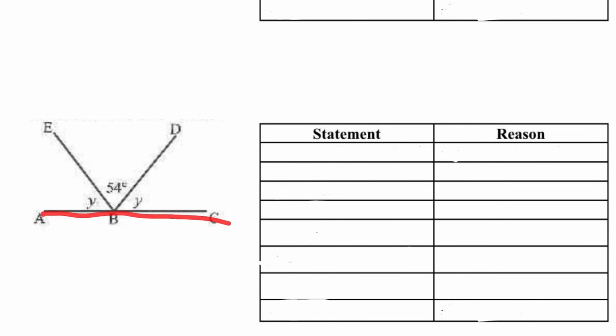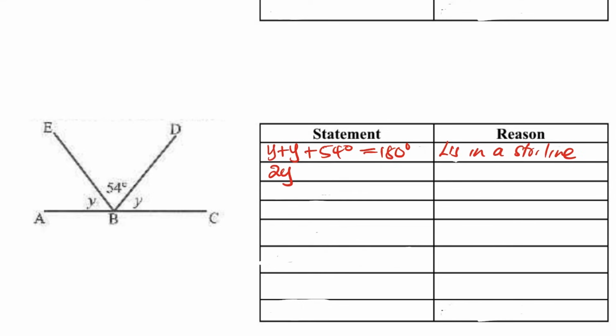They are angles in a straight line. So this is how we're going to do it. We'll say y plus 54 degrees, they equal to 180. We'll say angles in a straight line.